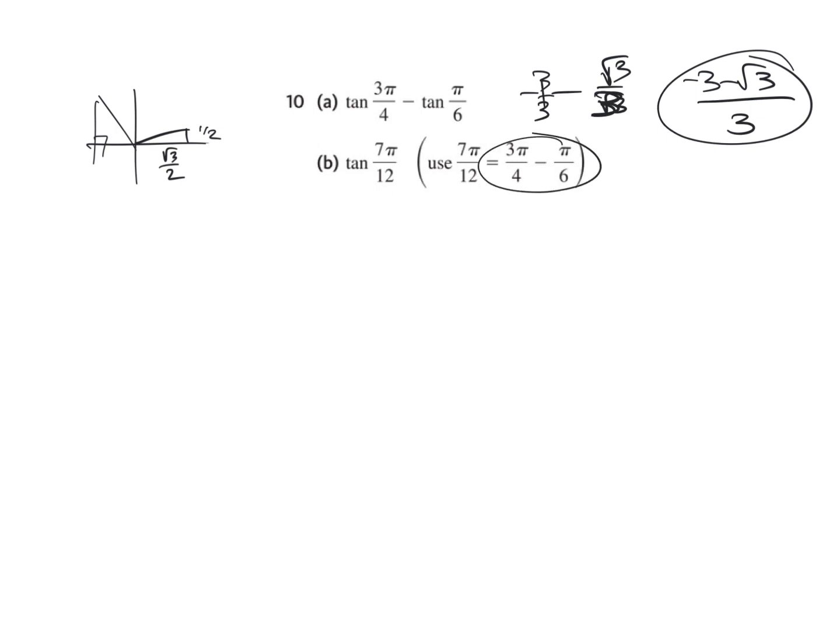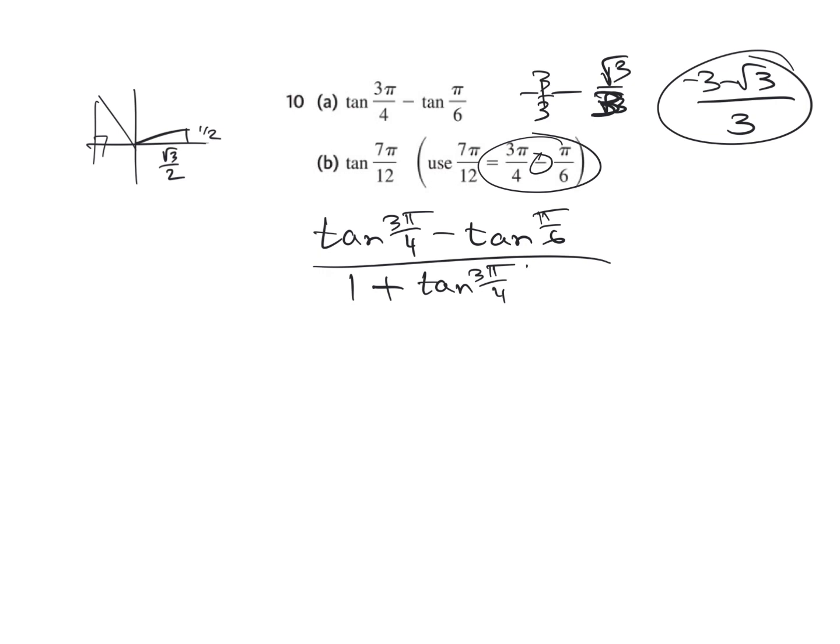So now the tangent of 7 pi over 12, we're going to use a minus tangent formula. So tangent of the first minus tangent of the second all over 1 plus tangent of the first, tangent of the second. So the tangent of 3 pi over 4 is negative 1. Tangent of pi over 6 is going to be square root of 3 over 3. So that's what we had at the top there. And on the bottom, we have 1 plus negative 1 times square root of 3 over 3.